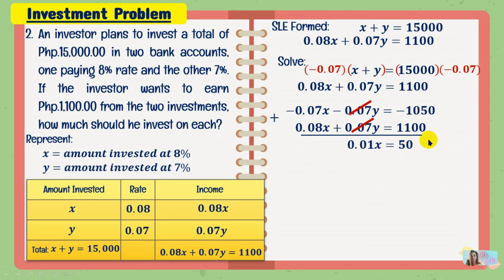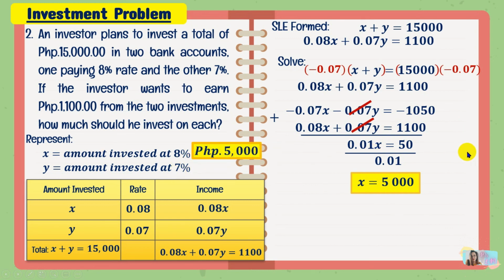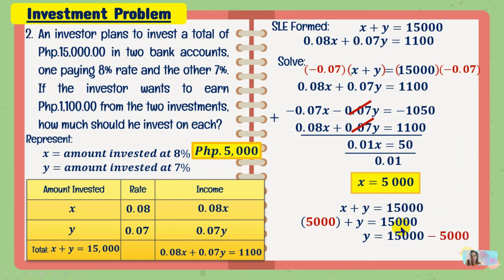0.08x plus negative 0.07. Magkakaroon tayo ng 0.01x equals to 50 kasi 1,100 minus 1,050. So, 50 na lang ang matitira. Divide both sides by 0.01, and we're going to have 5,000. Okay? So, that's the amount he invested at 8% rate. So, kung mapapansin nyo, 15,000 ang kabuuan, ilan na lang ang nawawala, pwede na natin isubtract ang ating 5,000 sa 15,000. So, meron tayong y is equals to 10,000 pesos. So, ito po yung amount of investment na dapat ilagay ni investor sa magkaibang bank accounts. We have 5,000 and 10,000.